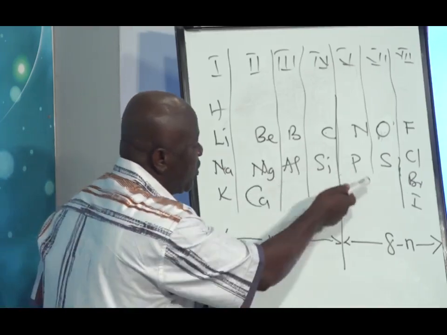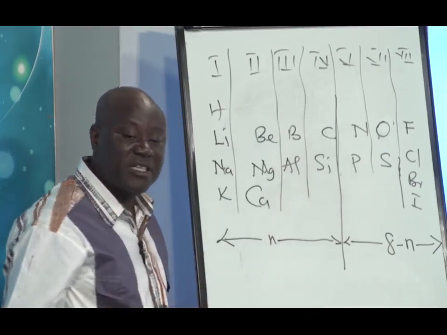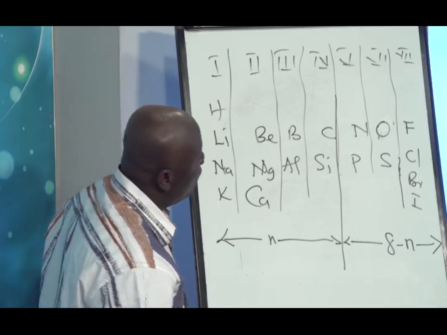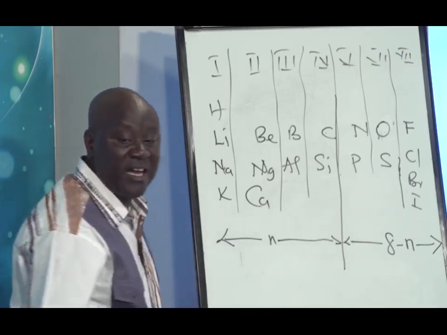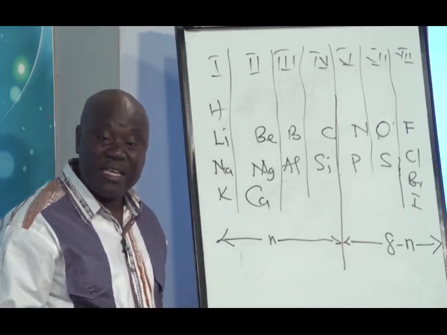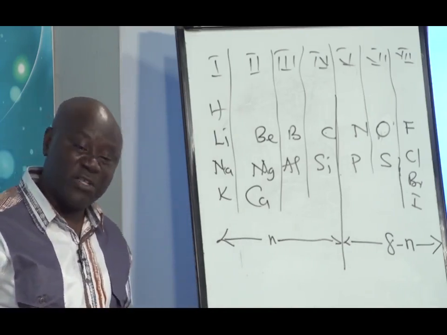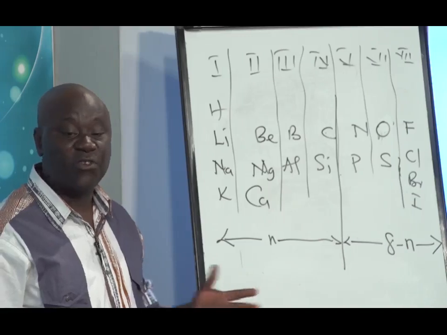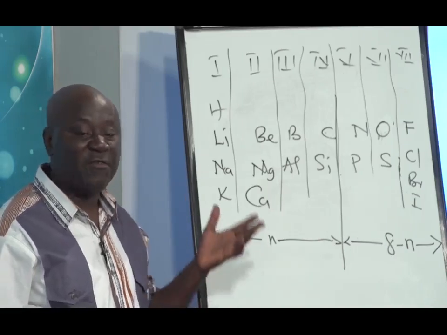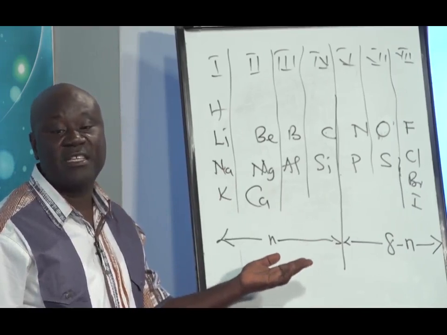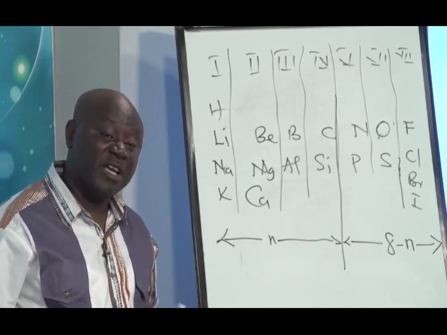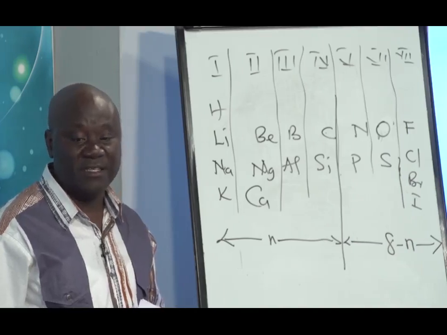Then, oxygen and sulfur are in group 6. If you subtract 6 from 8, you get 2. So, they have a valency of 2. That is how we determine the valency of at least the first 20 elements. This model will help you a lot, so you don't need to commit them to memory. Just have a mental picture of this, and you'll be able to determine the valency of at least the first 20 elements from it easily.